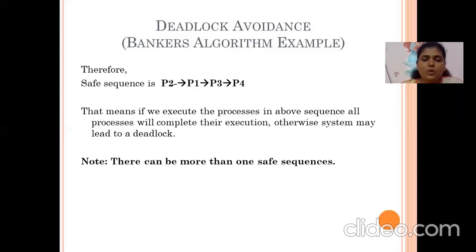One important note regarding the safe sequence: there can be more than one safe sequence present in the system for the same number of resources in the same situation. So Banker's algorithm gives us one of the safe sequences. That doesn't mean this is the only sequence by which the deadlock will be avoided. You may get another sequence also, but the sequence given by Banker's algorithm is one in which you can say definitely there will not be any deadlock. Okay, clear to everyone?